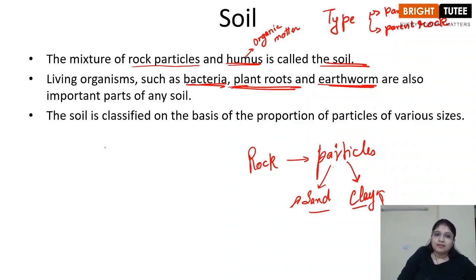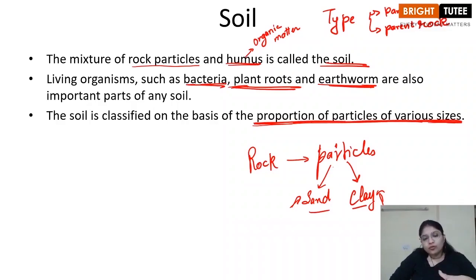When we classify soil, it is classified on the basis of the proportion of particles of various sizes. What kind of particles are present in the soil, and how much of those particles are present? Depending on that, we classify the soil. Whether the soil particles are small, whether they are big, how many small particles and how many big particles there are, or whether it is a mixture, that is completely responsible for the classification of the soil.